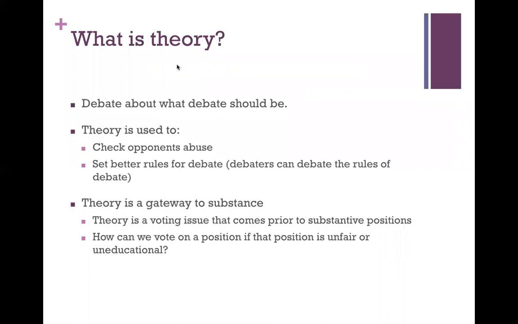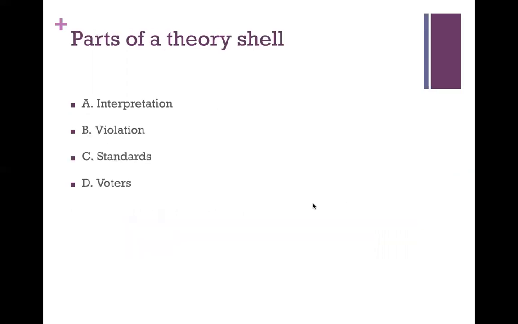Second, theory is a gateway to substance, meaning that theory is a voting issue that comes prior to substantive positions. Often what people say to justify this is that theory comes before substance because it's a prior question to engagement. It's either a question of whether this practice is fair or educational, and these lead to impacts which we call pre-fiat, which are basically impacts that happen in the real world because of the debate round, not in the fake debate round and the evidence we read. And how can we vote on a position if that position is unfair or uneducational? Again, prior question to engagement.